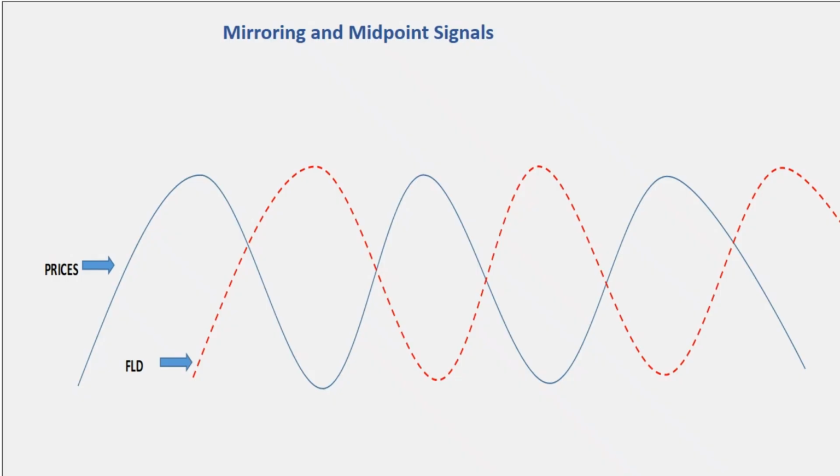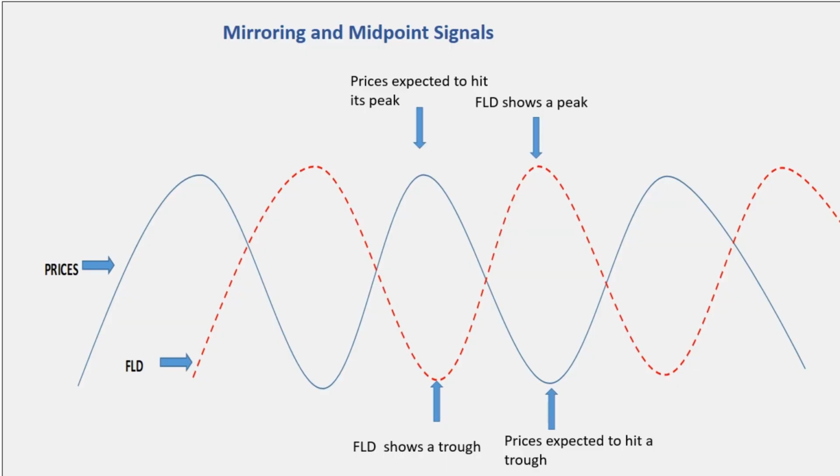Mirroring and midpoint signals. There are 3 critical characteristics of the FLD you need to memorize. First, mirroring. When the FLD shows a trough in the future, that is exactly when the actual price is expected to hit its peak. And conversely, when the FLD shows a peak in the future, that is exactly when the actual price is expected to hit its trough.